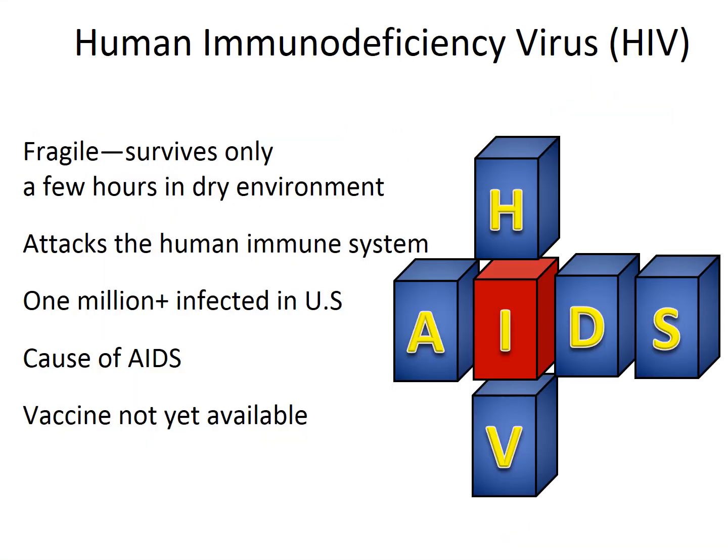The human immunodeficiency virus, HIV, is fragile compared to the hepatitis viruses. It does not survive well outside the body and can live in a dry environment for only a few hours. HIV attacks your body's ability to protect itself from disease. HIV is the cause of acquired immunodeficiency syndrome, or AIDS. There are now more than 1 million HIV-infected persons in the U.S. There is no cure and no vaccine available yet, although current drug treatments have greatly increased survivability of infected people in the United States.